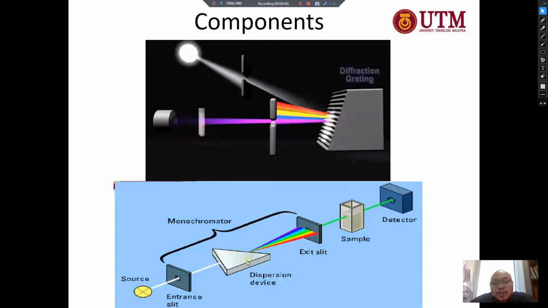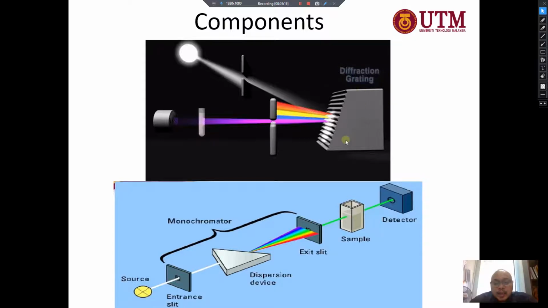For example, here we have the source, we have the entrance slits, and we have the exit slit. The function of the entrance slit, both of them here, is to remove the interference of light from other sources. We want to focus only the single source of light before it can reach the monochromator. That is the function of the entrance slit and exit slit.